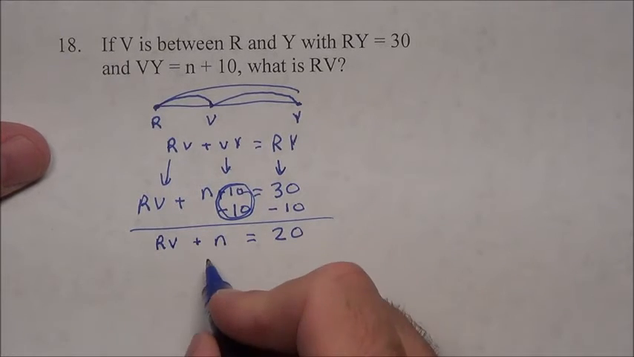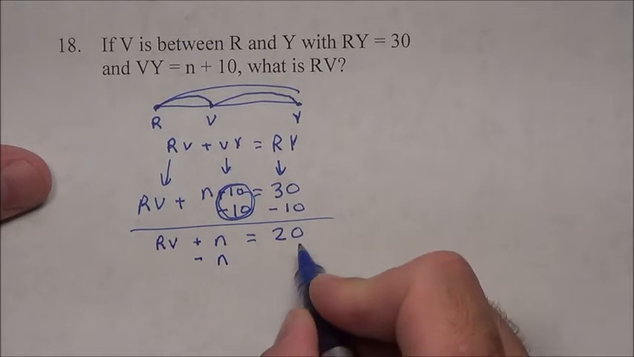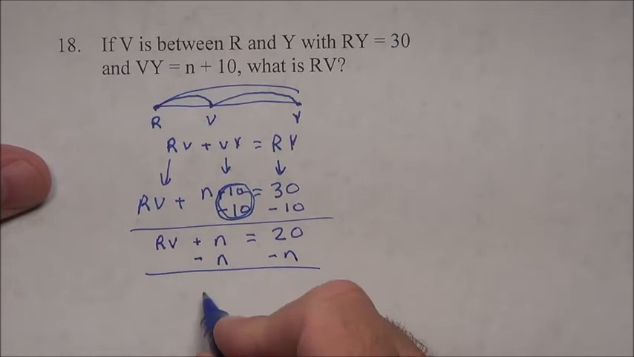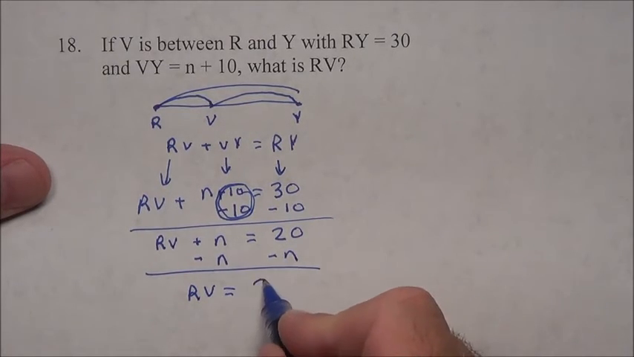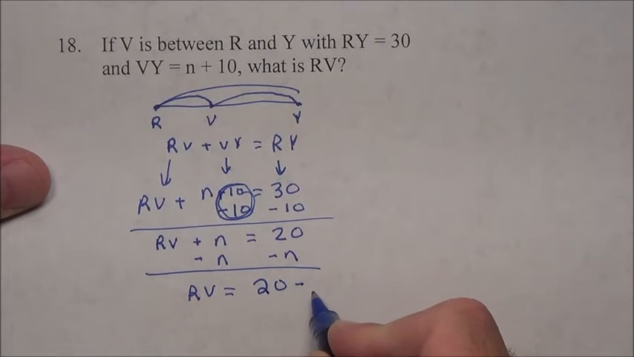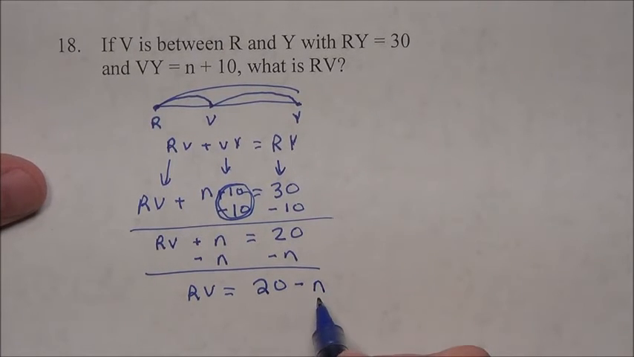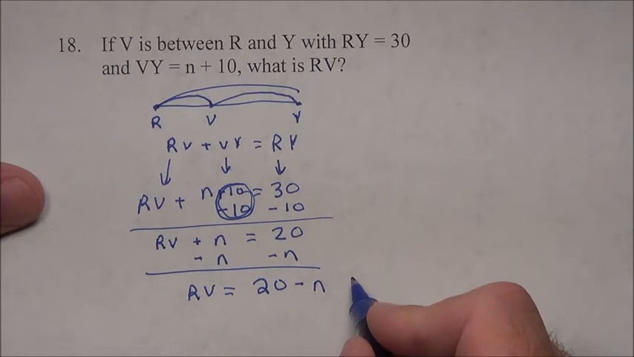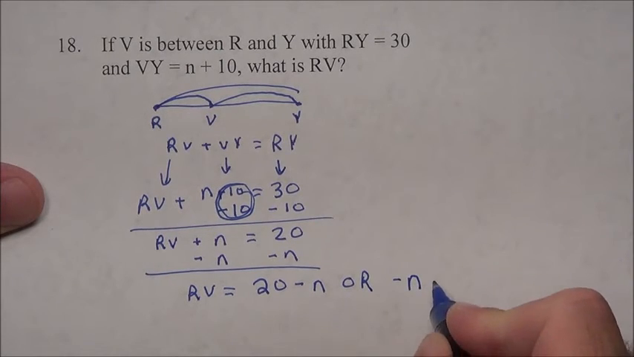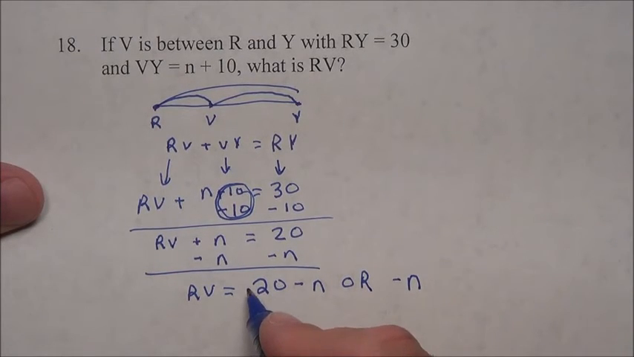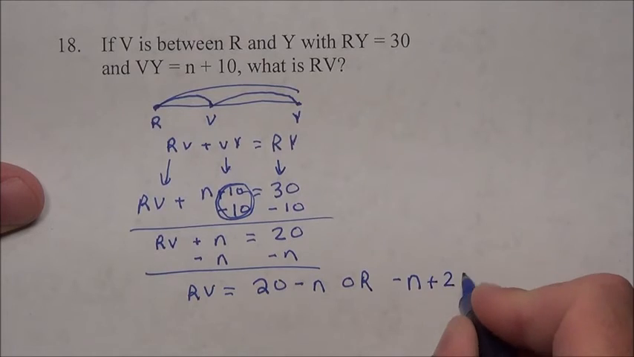We want RV by itself, so I'm simply going to subtract that n. And RV, the expression that represents RV, is 20 minus n. Now please note, the 20 is positive, the n is negative. So you could write this instead, if you wanted, as the opposite of n. And now remember, 20, look in front, is a positive 20.